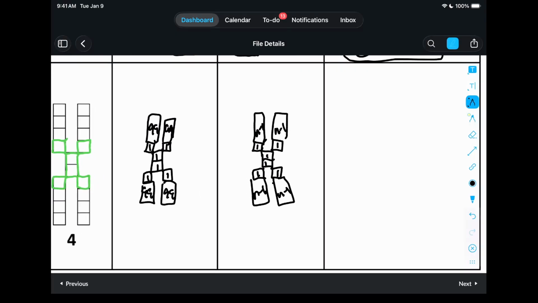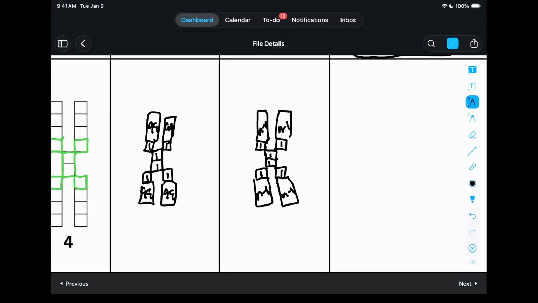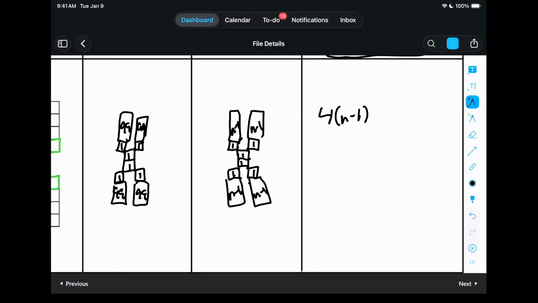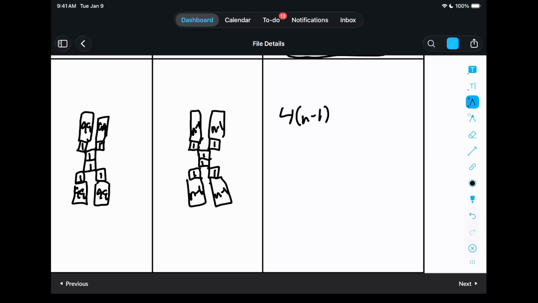So then with this, we can find our equation. We have 1, 2, 3, 4 of the n minus 1s. And then we have 6 ones, so it's just plus 6. This is not simplified, so we have to do that. We're going to distribute the 4 into the parentheses. So we have 4n minus 4 plus 6. Negative 4 plus 6 is positive 2. So we are left with 4n plus 2.